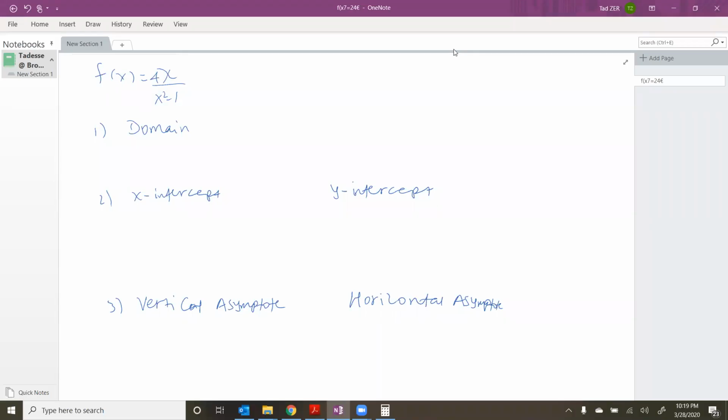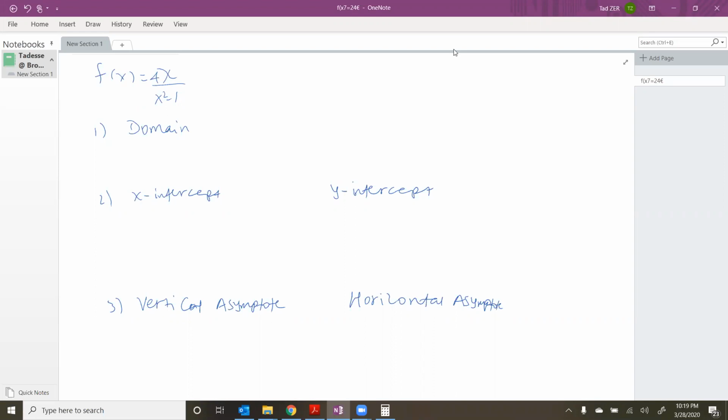This is Tadesse. In this tutorial, we'll see how to graph a function. In particular, I have an example here which says f of x equals 4x over x squared minus 1. To graph, I'm going to show you the procedures for graphing any function.